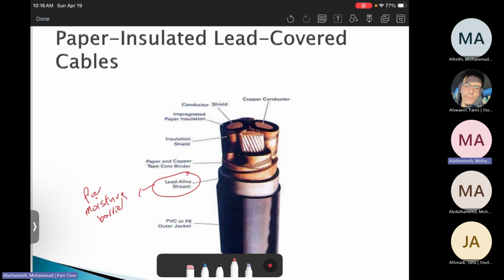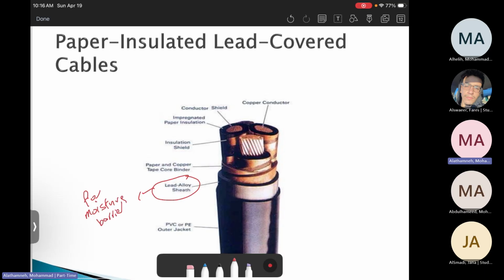Then there is an oil impregnated paper insulation that's used for insulation, to make sure that we insulate very well. The advantage, or the good thing about it, is that this one has a long lifespan, and it has excellent dielectric properties.